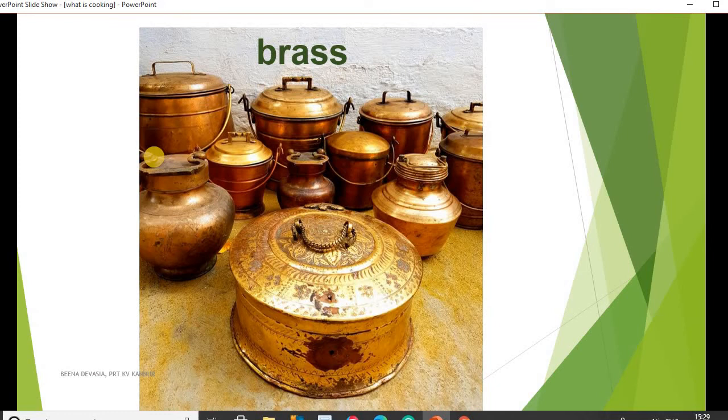Another metal that was used while making utensils was brass. Brass utensils are seen even today, but here is a collection of utensils in the olden days. Brass is also very healthy for us, and if you cook food in brass vessels or keep your food in brass vessels, it is healthy.